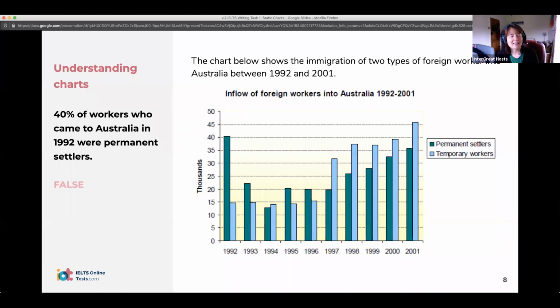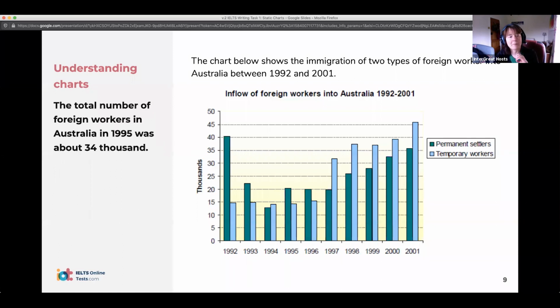Marvit's got it. It's not percentages. This is what I was saying about reading the axes very carefully. It's in thousands. It's not in percentages. If you start writing about percentages, you're going to lose a lot of marks in task achievement. So that's the kind of thing it's worth highlighting before you start writing. Exactly, Alexei, it's 40,000. We're not talking about percentages here.